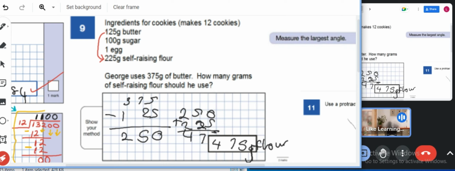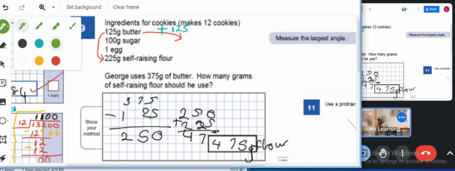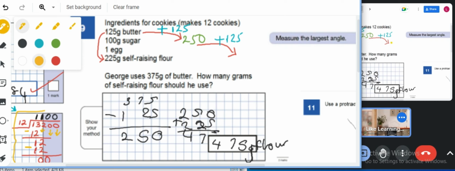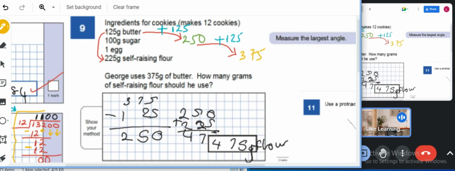You can ask yourself, how many 125 will fit into 375? I don't know if you understood what I said. If you add another 125, what will you get? 250. You have 250. If you add yet another 125, you now get 375, which is what they need here.